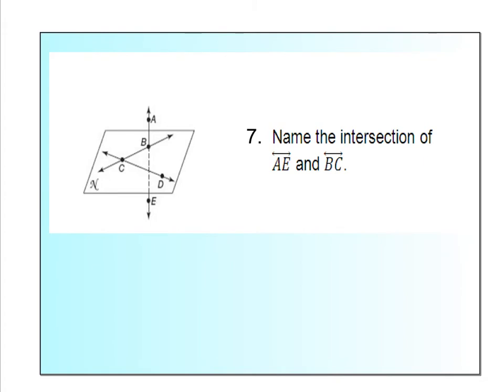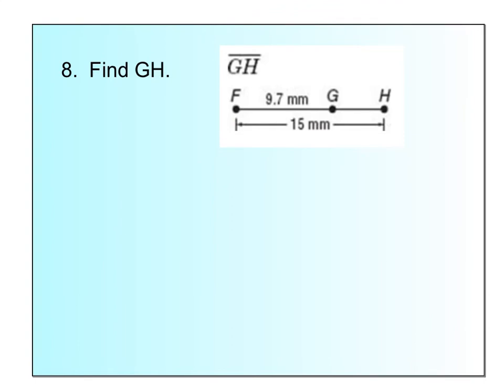Name the intersection of line AE and line BC. So here's line AE. Remember, it goes forever in both directions. Here's line BC. Where do they intersect? Well, they cross at point B. So B is your answer. Pause and try number 8.